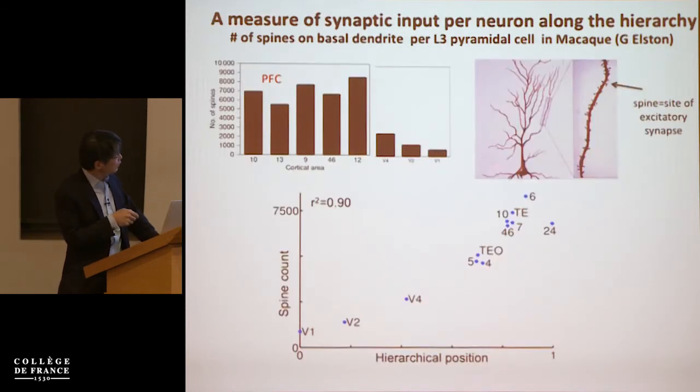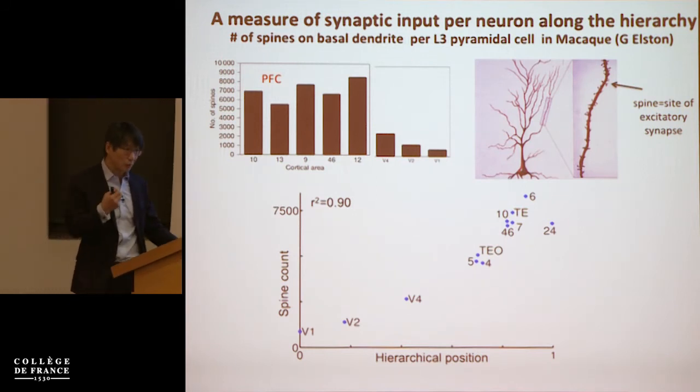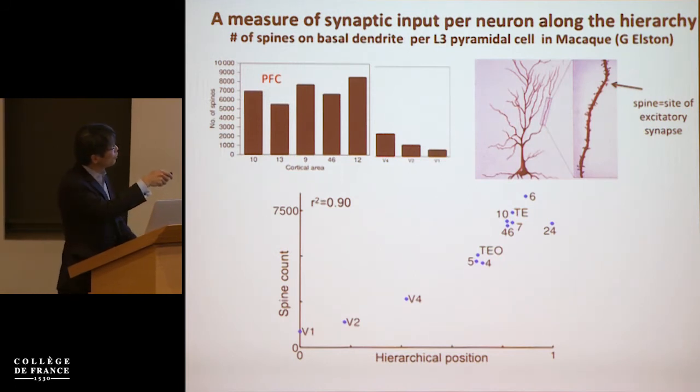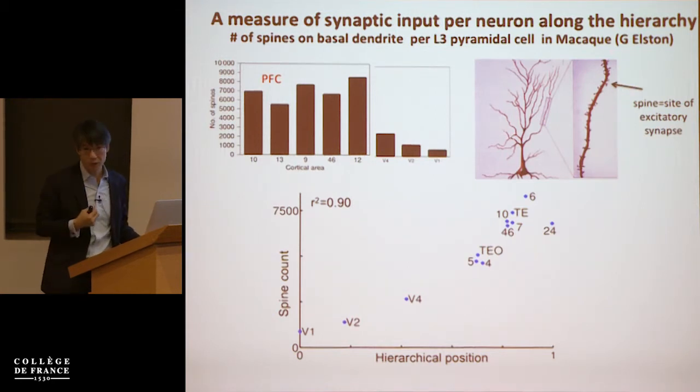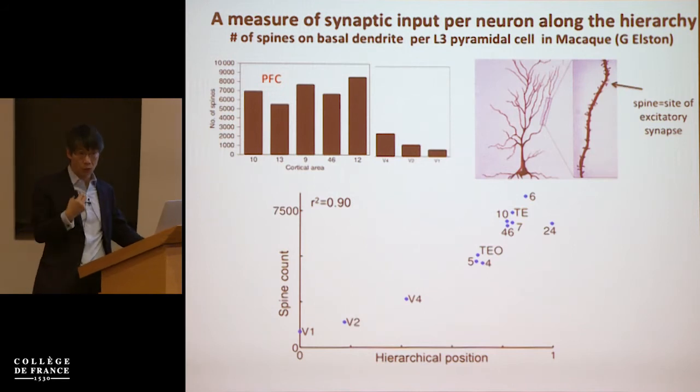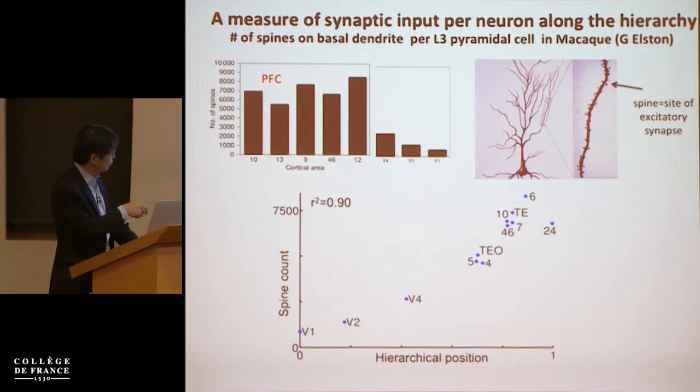Well, one of the data sets we used is coming from Elston in Australia. What he did is simply count the number of spines per neuron. You know that spines are the small protrusions in the dendrites of pyramidal cells. Those are the sites of excitatory synapses. So you can think about the number of spines as, roughly speaking, the number of excitatory synapses per neuron. That turns out to be very different depending on which area you're looking at.